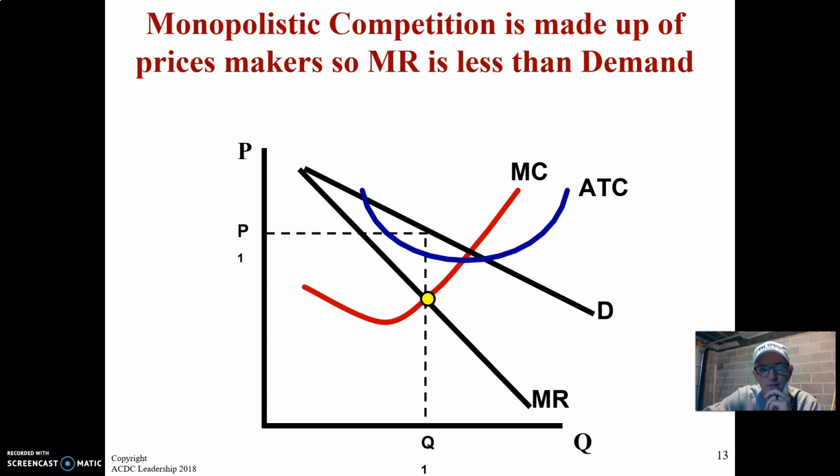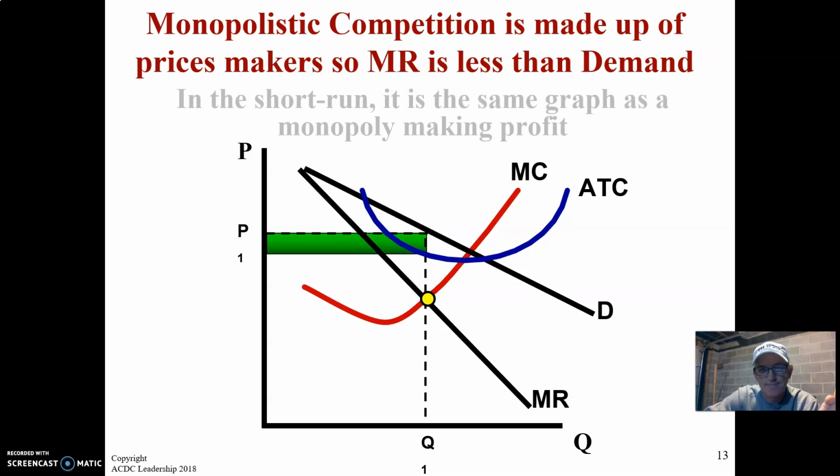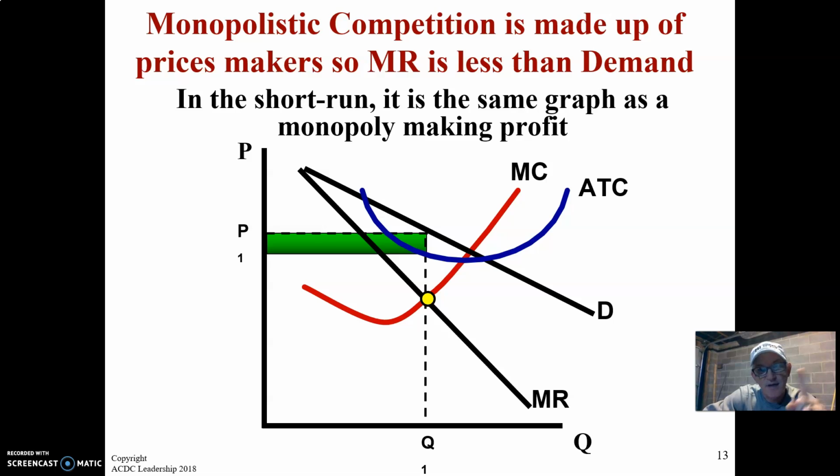And so anyway, price is less than demand. They're still going to produce where MR equals MC. They're going to charge up to the demand curve, and with that, it acts exactly like a monopoly, right? They're going to show profit, just like a monopoly does, but here's the difference. So in the short run, this is the same graph as a monopoly making a profit in the short run, okay? What's going to happen?